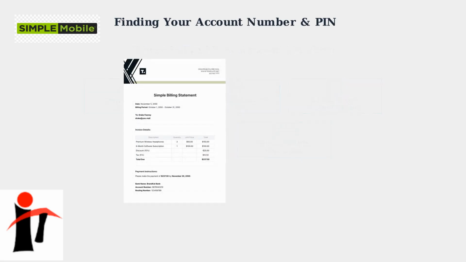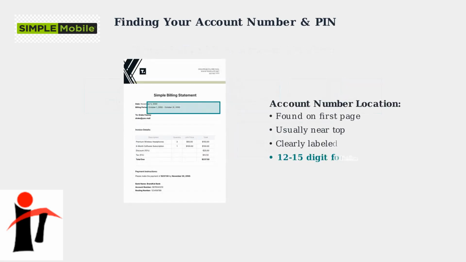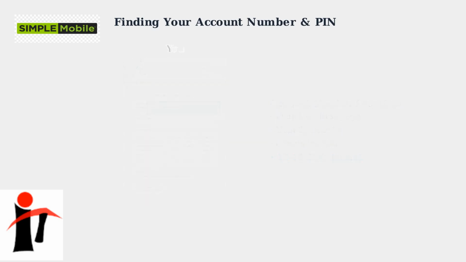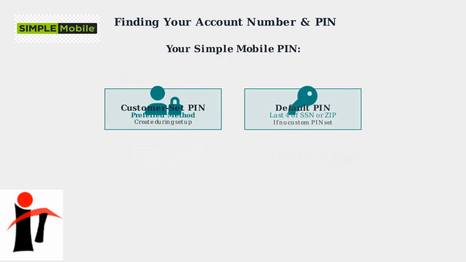Here's an example billing statement. Your account number appears prominently on the first page, usually near the top and clearly labeled. Look for a 12 to 15-digit number that identifies your specific account. Your PIN is a 4 to 6-digit security code.